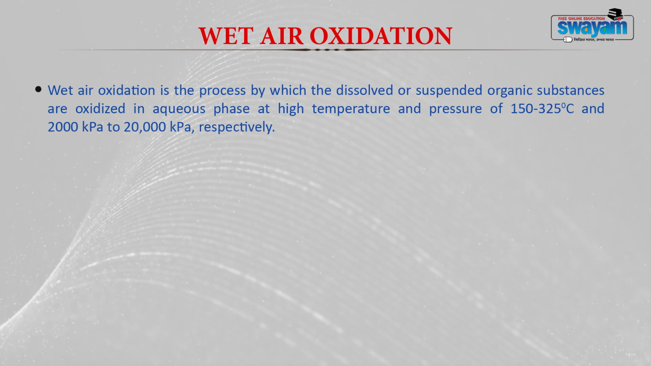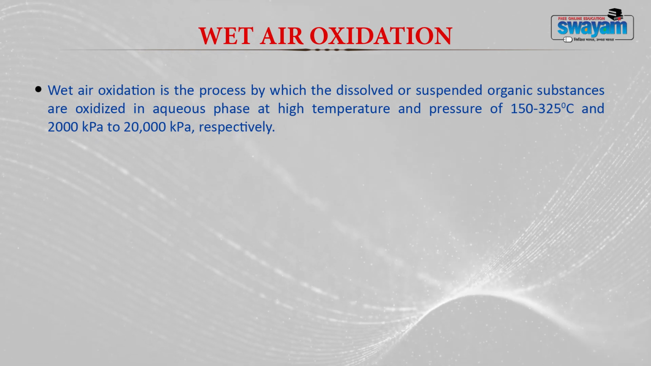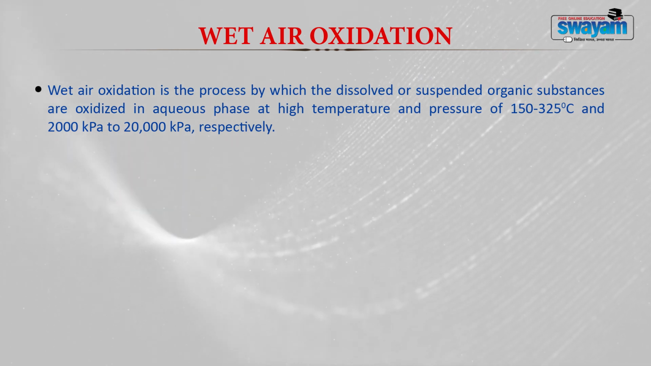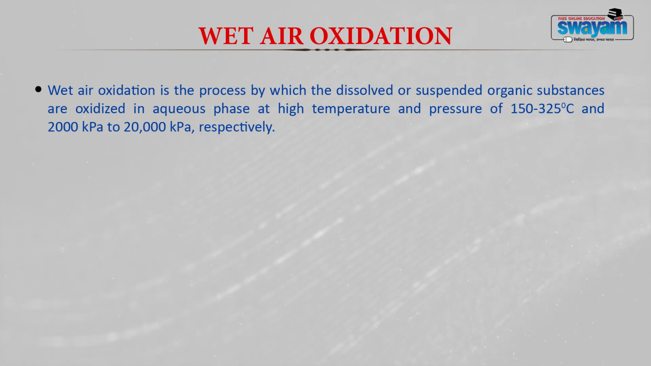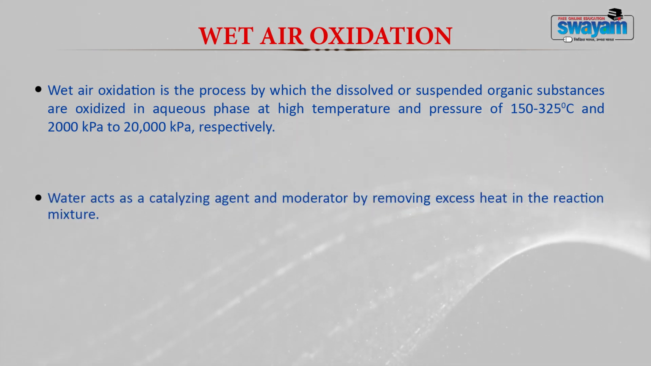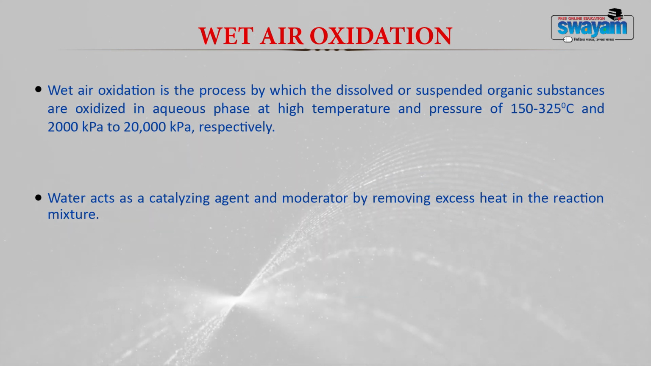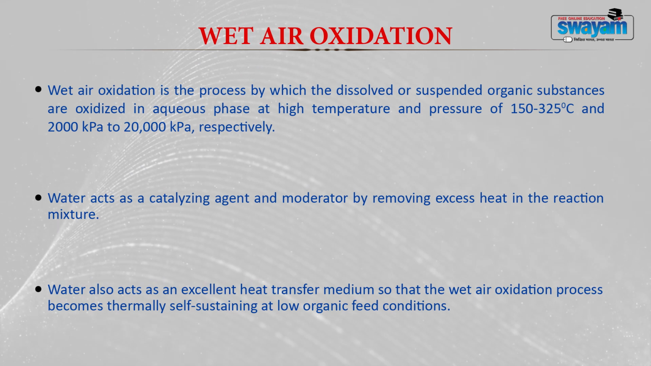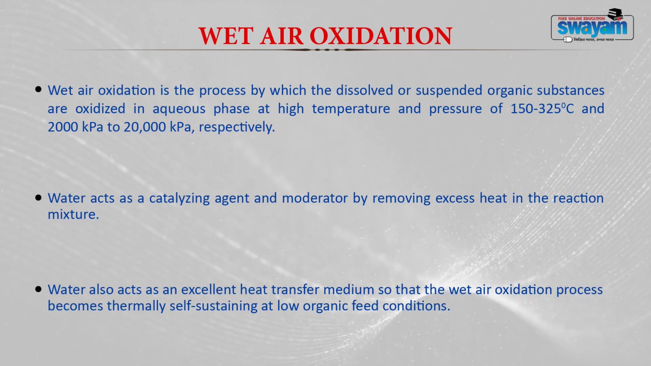Now, the next thermal method is your wet air oxidation. Wet air oxidation is a process by which the dissolved or suspended organic substances are oxidized in an aqueous phase at a very high temperature and pressure of 150 to 325 degrees Celsius and a pressure of 2000 to 20,000 kilopascals. Water acts like a catalyzing agent and moderator, and it removes excess heat in the reaction mixture. Water also acts like an excellent heat transfer medium, so that the wet air oxidation process becomes thermally self-sustaining at very low organic feed conditions.